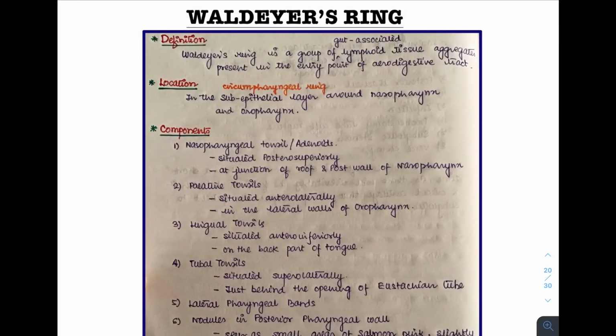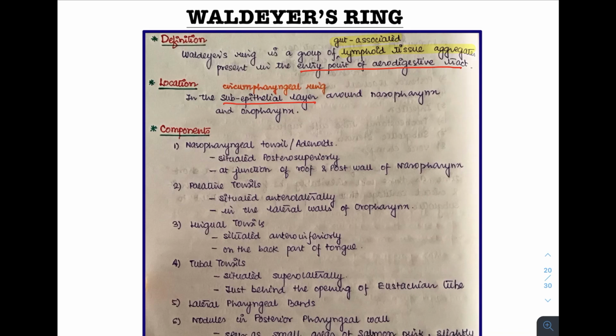So let's start our topic today, which is Waldeyer's ring. Now, what is this Waldeyer's ring? As I was telling you, it is a group of gut associated lymphoid tissue aggregates which is present at the entry point of the aerodigestive tract. They are located particularly in the form of a circumpharyngeal ring in the subepithelial layer around the nasopharynx and oropharynx. What are the components that make up the Waldeyer's ring?